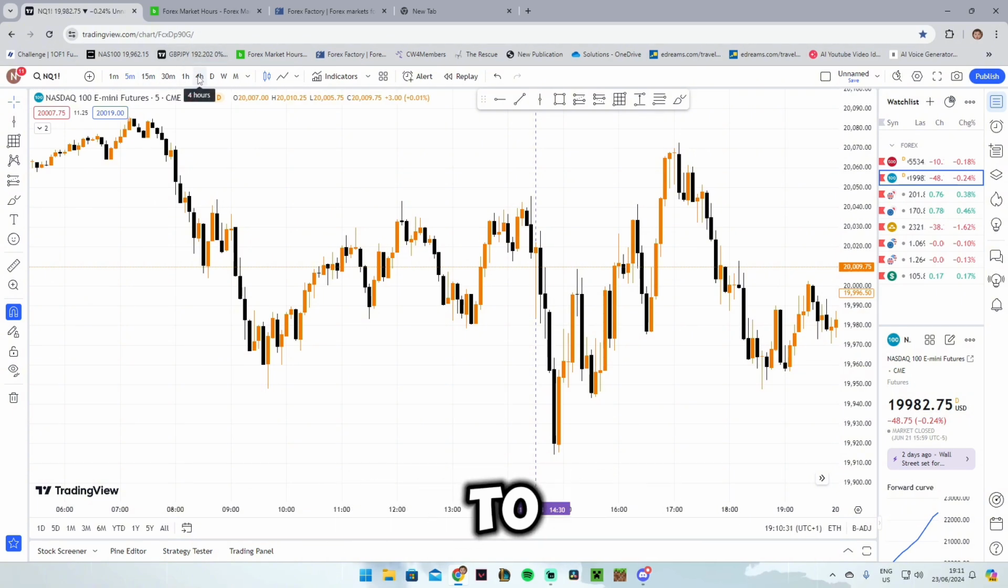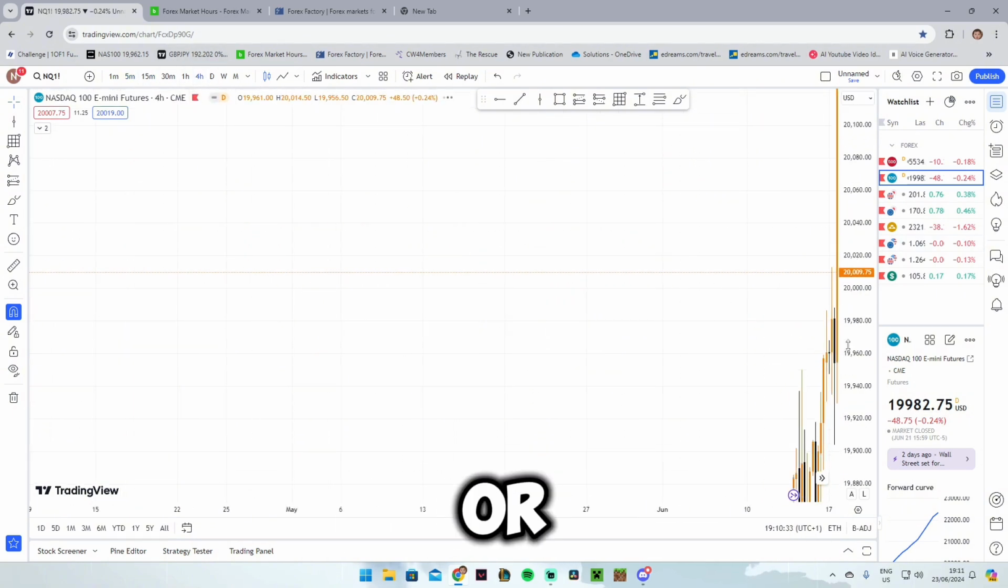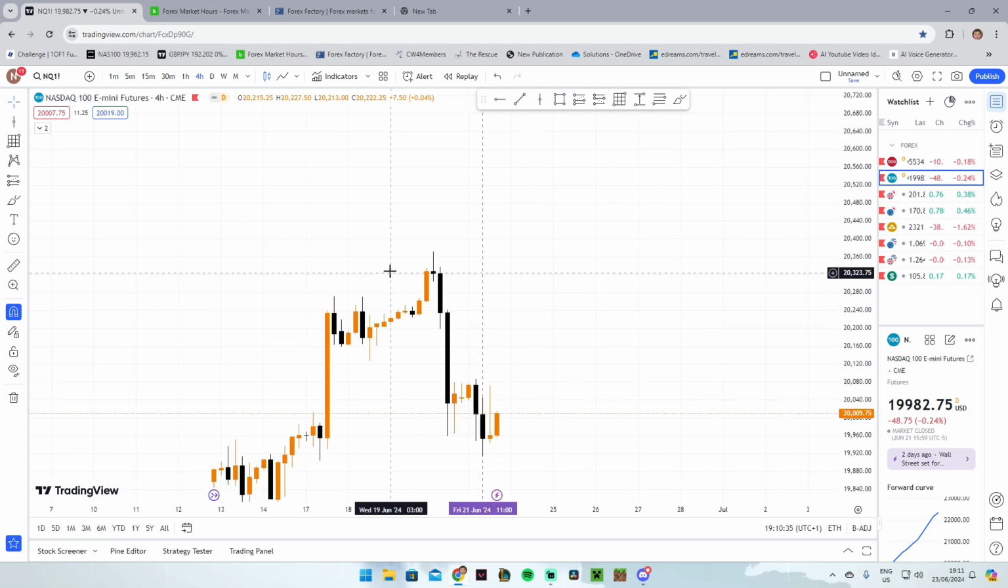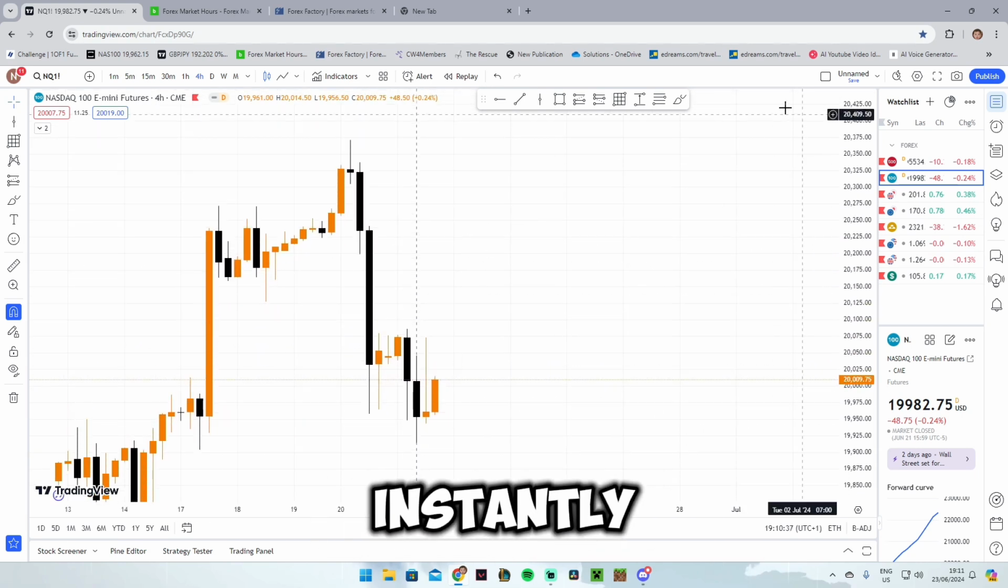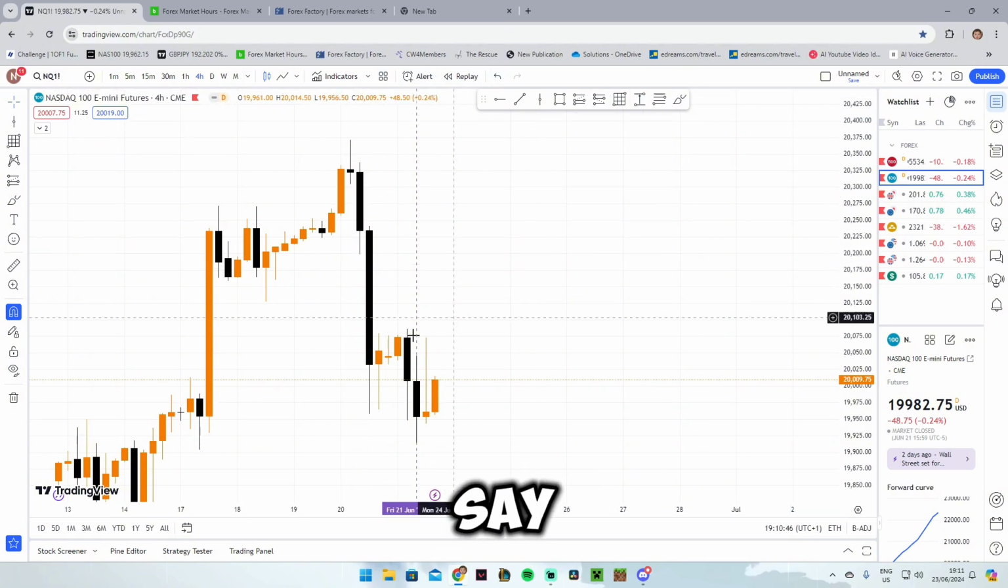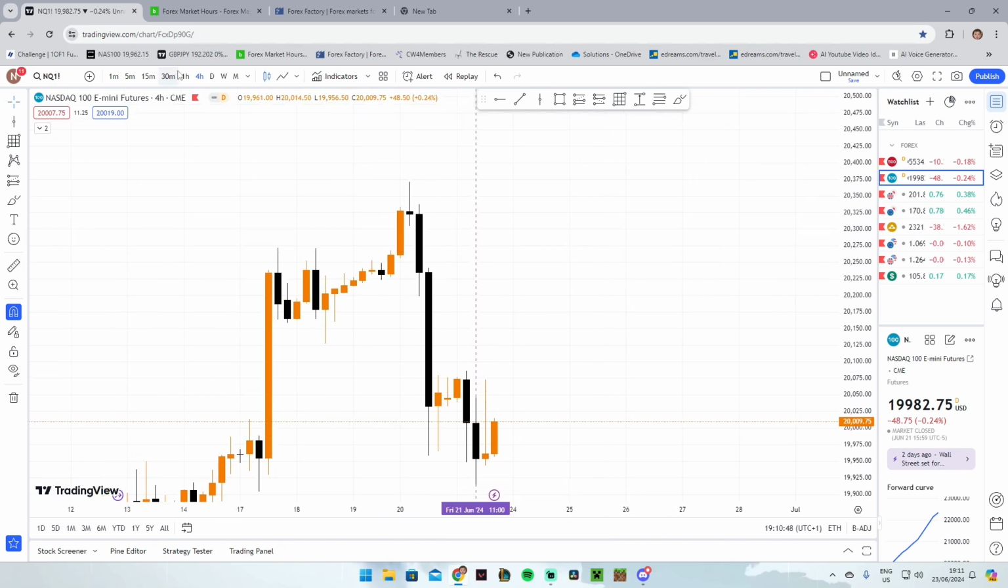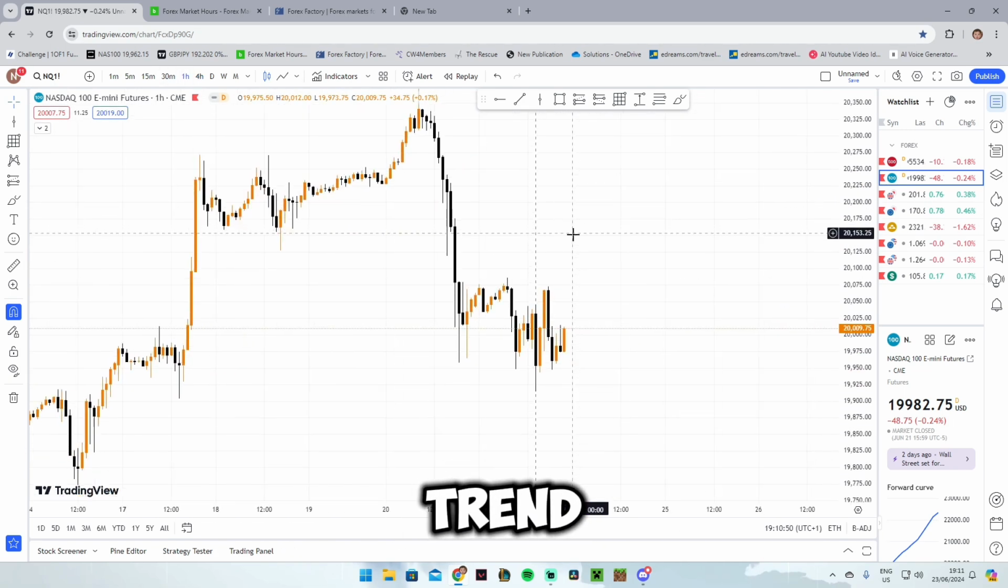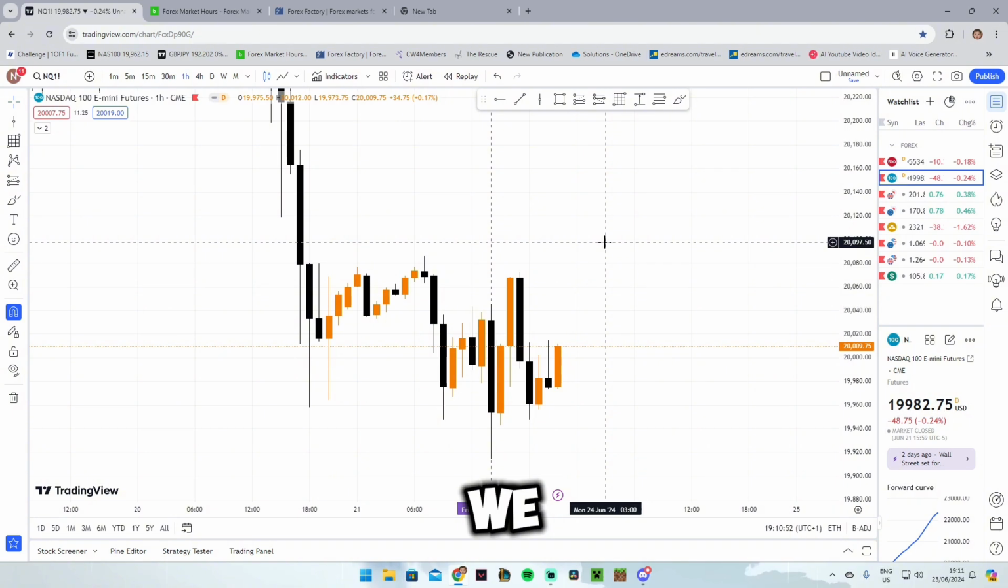Textbook. What do we want to look for? Bias for our shorts, instantly. Downtrend. There's no way you guys will say uptrend after looking at this. 1 hour, downtrend. Boom. We know where we're going.